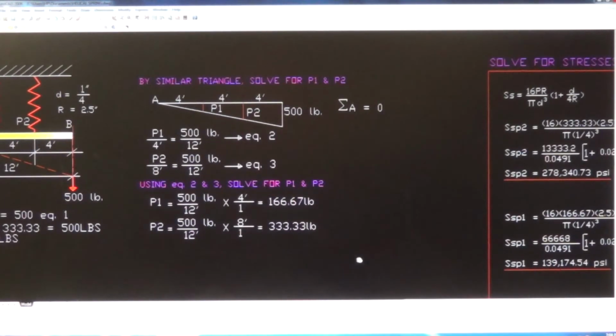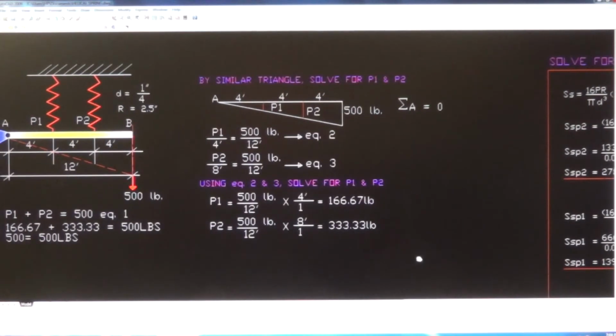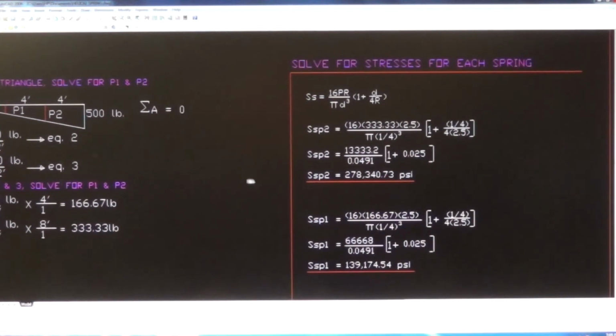So you see that because of the proportion of load, P1 can only be stressed so much compared to P2 because of the loading arrangement here. There's a restriction at A here, so that's why P2 is always larger than P1. Spring 2 carries larger stresses than spring number 1.